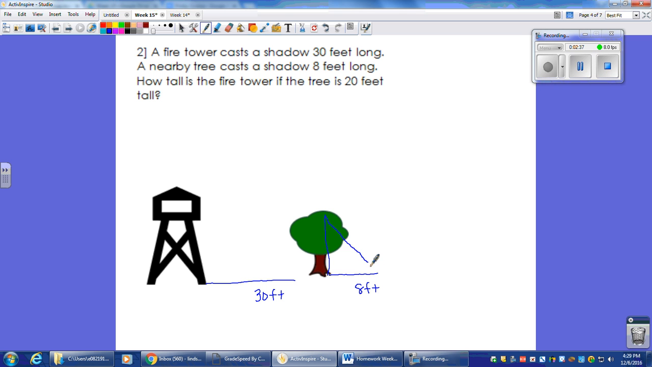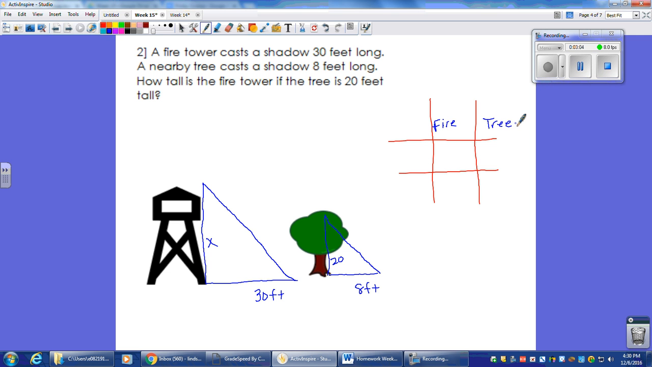And we know that the height of this is 20. And it's saying, what is the height of this fire tower? And if you don't know what the height of the fire tower is, we're going to label it with X. So we have all of our missing measurements plugged in. Now we are going to set up our proportion using the tic-tac-toe method. On here, I am going from the fire tower to the tree.